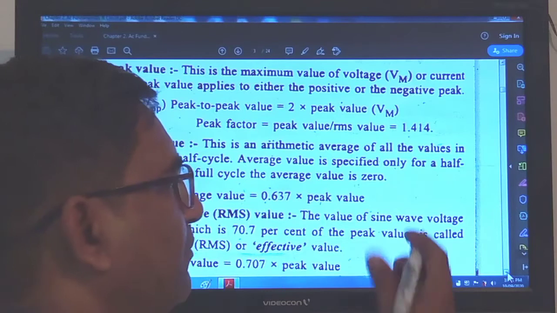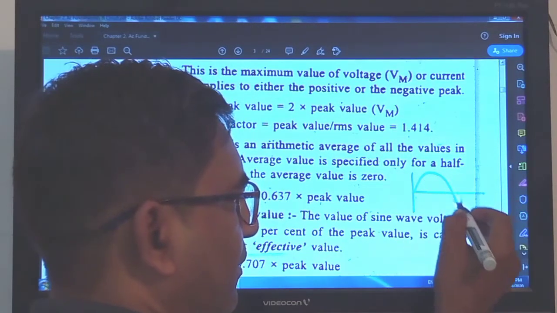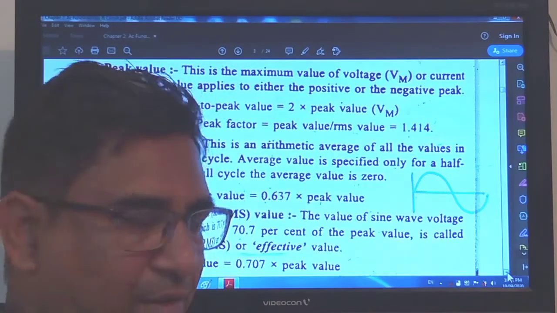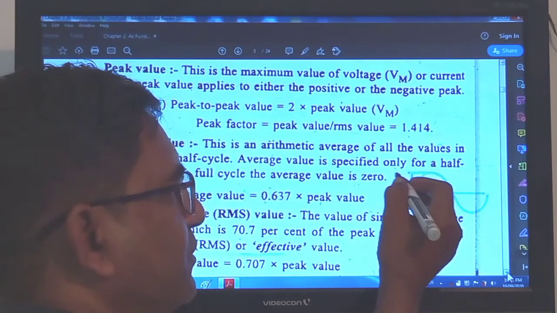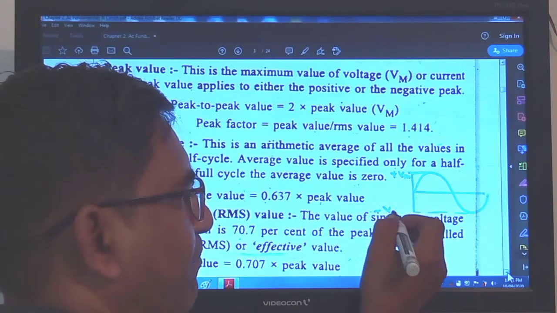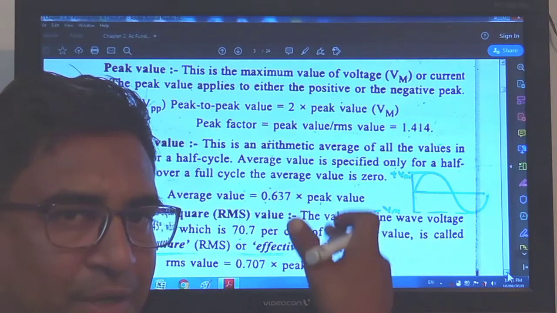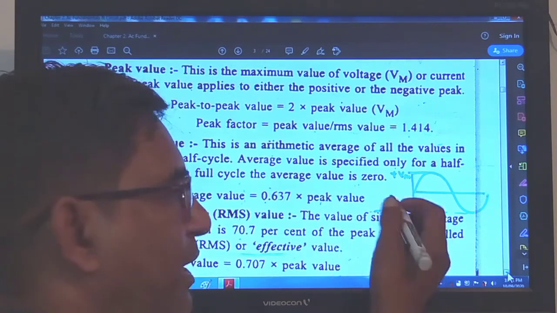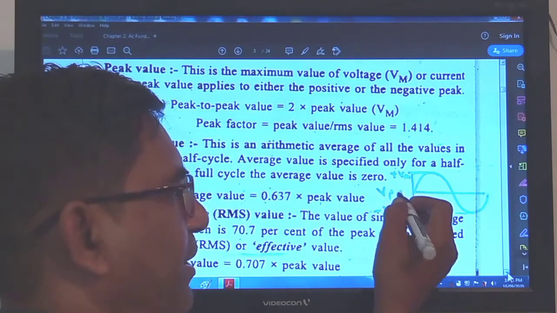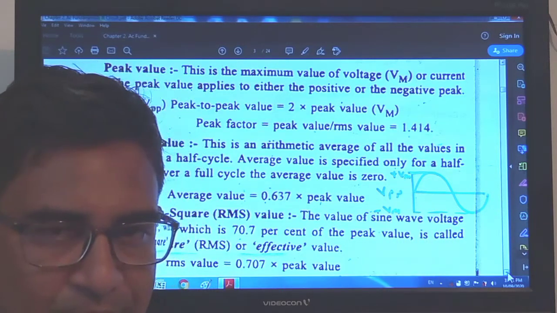Okay. In the cycle we have studied, for one complete cycle you have the positive, plus Vm value, and here you get the minus Vm value. If you combine the positive and negative voltages, then you will get the value VPP. That VPP is the peak to peak voltage.